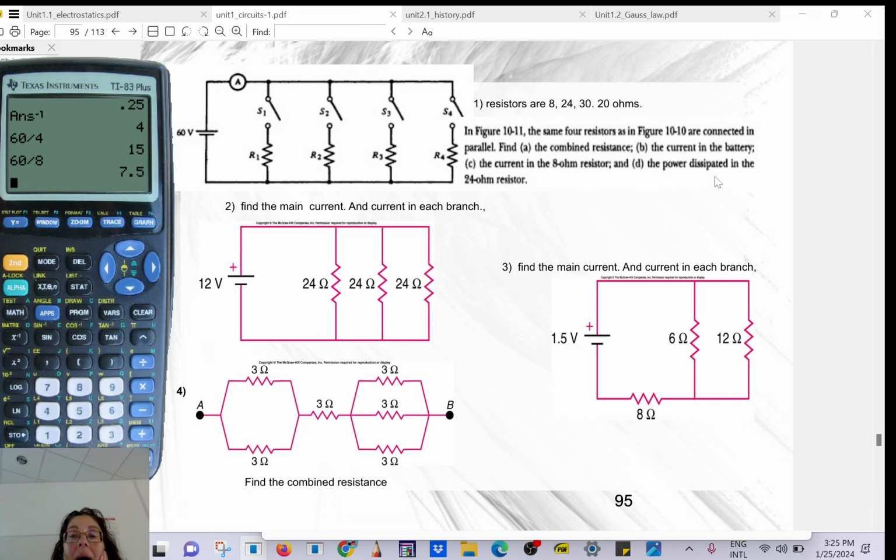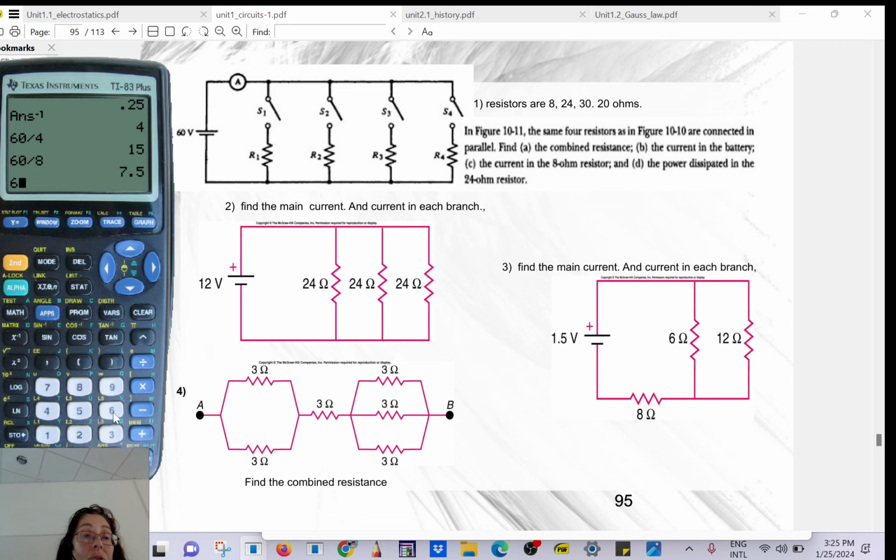Okay, the power in the 24 ohm resistance. So let's see what I am given to find the power. I don't want to find the current, I'm lazy. But do I have the voltage? Yes. Do I have the resistance? Yes. Do we have an equation? Yes, which is very good, V square over R. I use this one because that way I don't have to find the current.